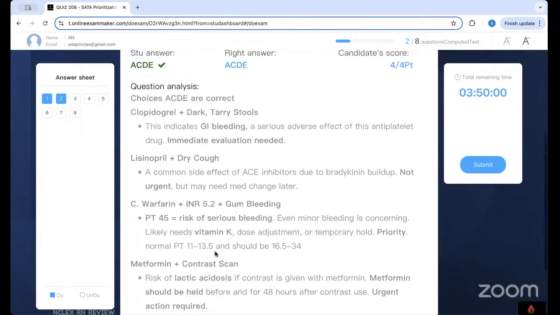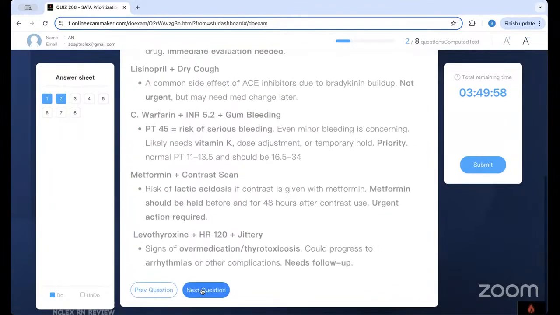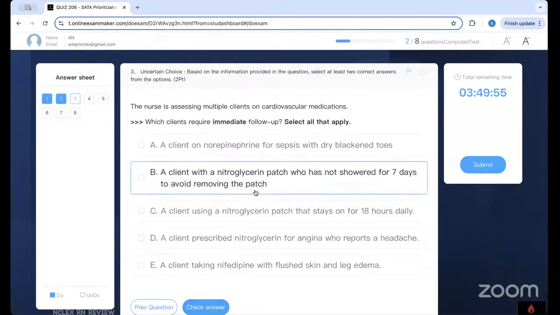This is the explanation. If you have Adaptive class on demand, you get access to this video explanation, detailed but straightforward. And next is assessing multiple clients on cardiovascular medications. They are taking cardiovascular medication. What do you think? Who needs immediate follow-up?